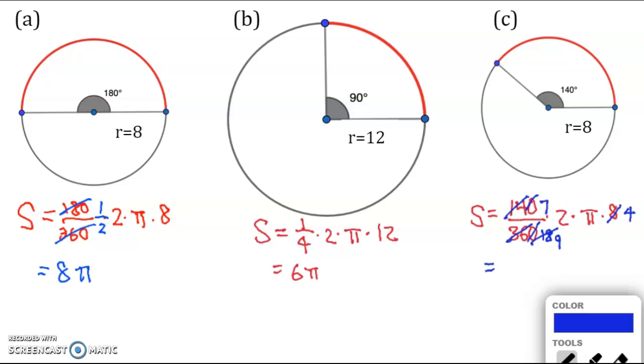So 2 times 4 is 8, 8 times 7 is 56, divided by 9, times pi. How many 9s go into 56? 6 times 9 is 54, so that leaves me with 2 over 9 pi. So 6 whole and 2/9 of a pi. So which is the longest length? A is the longest length, B is the shortest, and C is the middle.